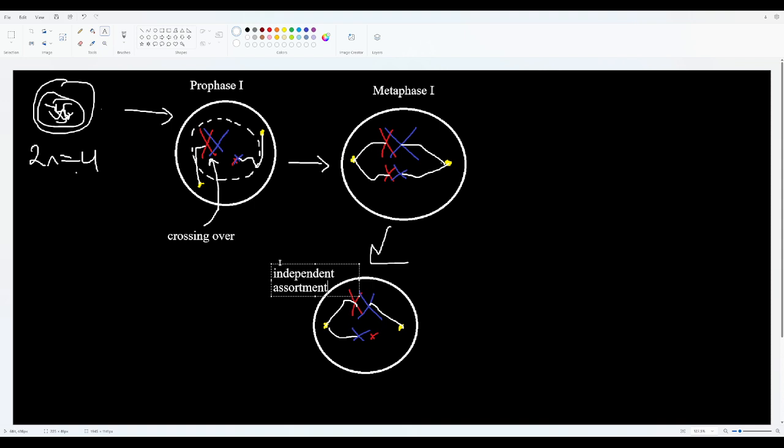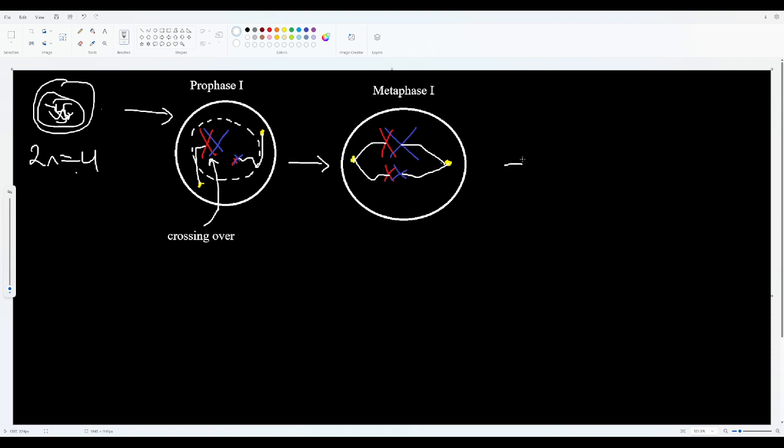This process is called independent assortment, where the chromosomes assort independently of each other. So it's not always going to be set in stone, like mom's is going to be in this gamete and dad's is going to be in this one. No, that's not how it works. They're going to randomly assort themselves, and this has to do with more genetic variation, just like crossing over. I'm going to go ahead and erase this to make it a little less cluttered. So now we go into anaphase 1.